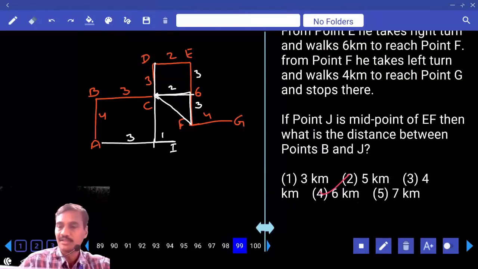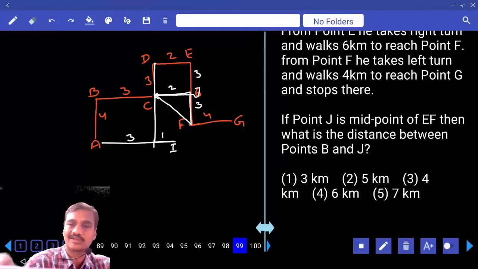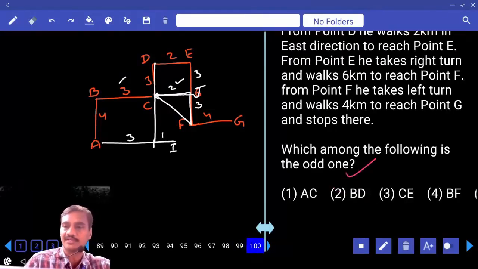Then 99. J is the midpoint of E and F. Hence J must be exactly at this place. Midpoint, what is the distance between B and J? Now we need to find the distance here. This is 3 and 2. 3 plus 2 is how much? 5 kilometers. That is choice 2, question number 99.